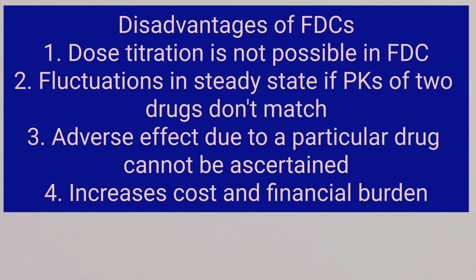Next, what are the disadvantages of FDCs? Since two or more drugs are combined together in a fixed dose, dose adjustments cannot be done. Therefore, it is not suitable in altered hepatic and renal function. Secondly, if the pharmacokinetic characteristics of two drugs do not match, there can be fluctuations in the plasma concentration of the component drugs at steady state, since fixed dose combinations are given at fixed intervals.